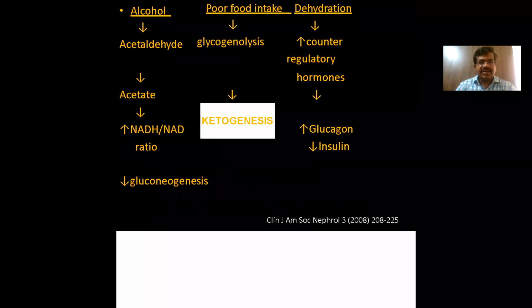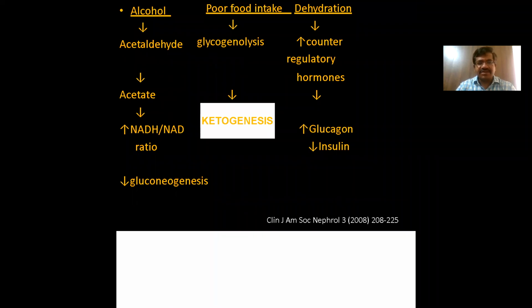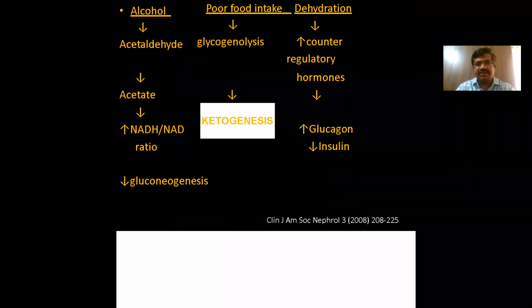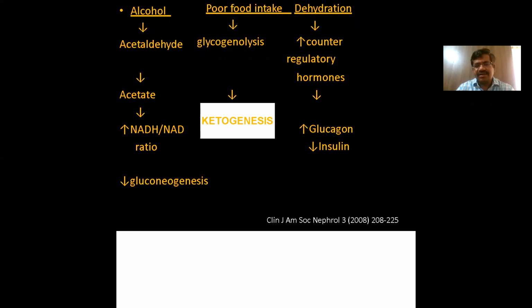So this is how the ketogenesis formation usually leads to. As you know, alcohol gets converted into an intermediate called acetaldehyde, then converted to acetate, and the NADH to NAD ratio increases here, and because of this there is a decrease in gluconeogenesis. And also there is poor food intake. As I told, if food is not consumed after the alcohol intake, glycogenolysis increases. This also leads to ketogenesis.